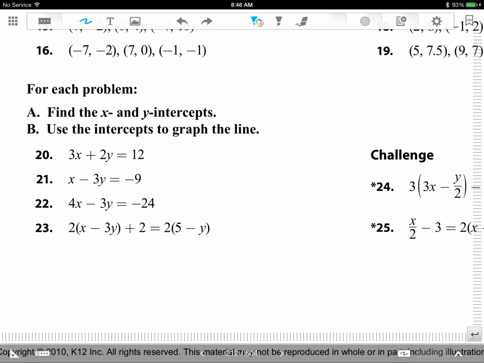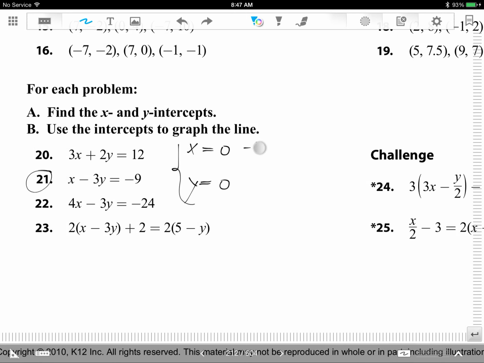But let's see one of the problems. How about, I don't know which one you guys want. Let's see 21. All right. What I said, to find the x-intercept, you will make y equals 0, and for the y-intercept, x equals 0, right? Let's start with y-intercept because I put it there first. X equals 0. What happens?